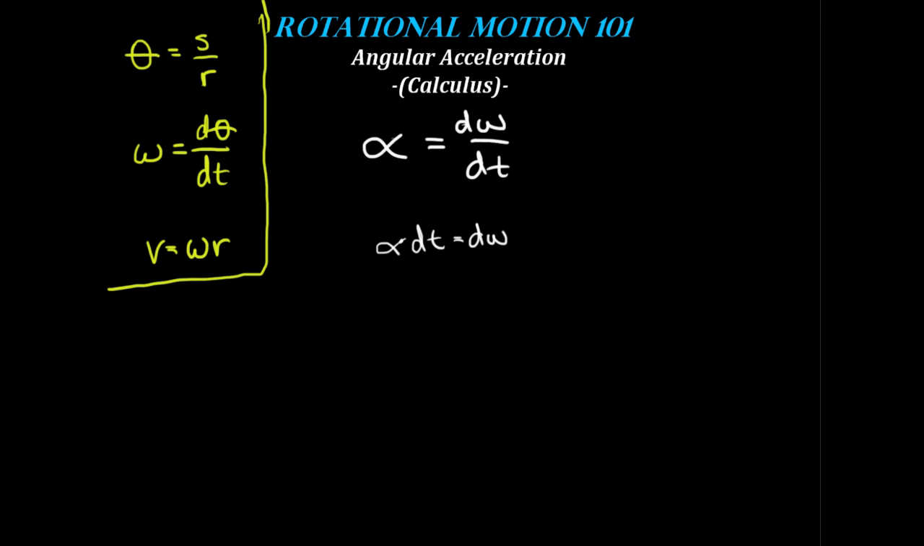Okay, so we're going to integrate both sides. The left side with respect to time, the right side with respect to ω. We're going to do this one from 0 to some point t. For this one, from some omega initial value to some omega final value. Well, alpha here is constant, so it's a number. It's like 5 or 7. We're just going to keep saying alpha, but if it helps you in your head, just call it 7.